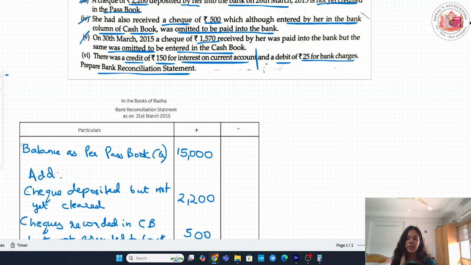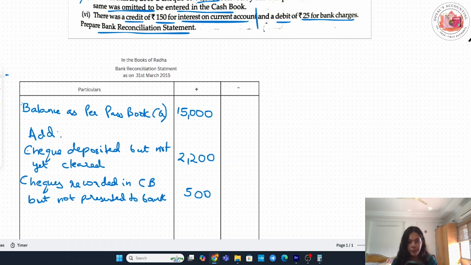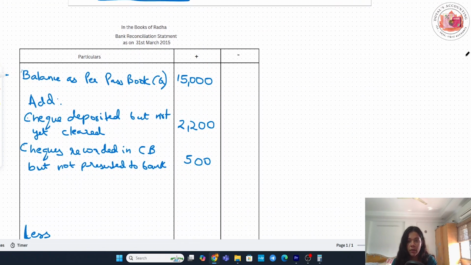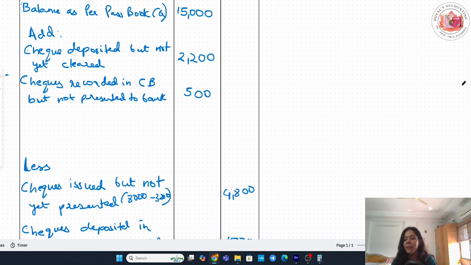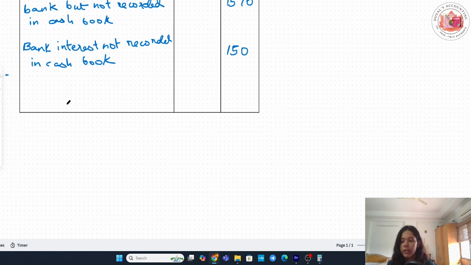And debit of bank charges of rupees 25. So the bank has deducted 25 rupees and this has not yet been reflected in our cash book. So our cash book balance is more than our passbook balance by rupees 25. So I will add it back. Bank charges not recorded in cash book, rupees 25.